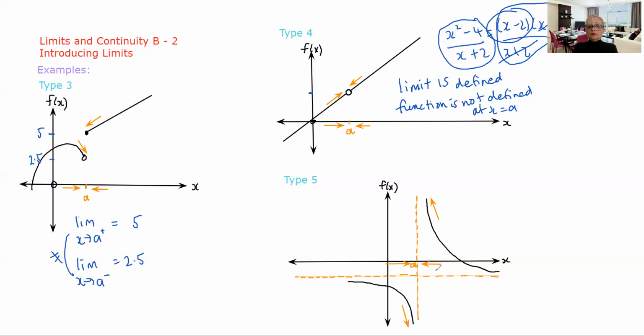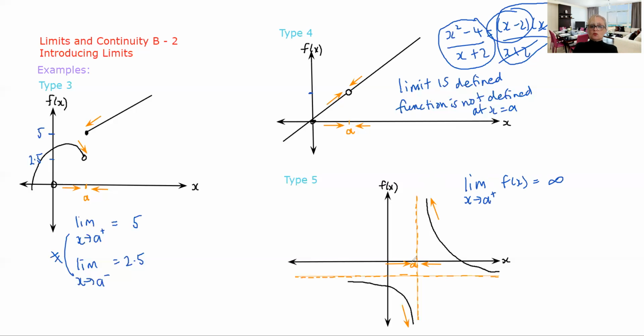Type 5, all right, here we've got obviously some sort of hyperbola. If you're approaching your vertical asymptote from above, have a look at what's happening to this function here. It is approaching infinity, isn't it? So the limit of this one from above is infinity. You're never going to reach infinity. It doesn't exist, all right? But it's heading just ever increasingly positive.